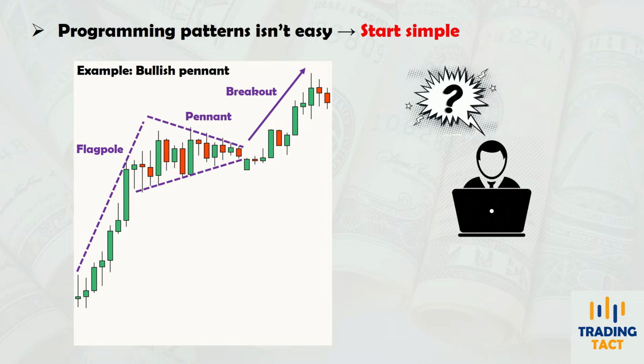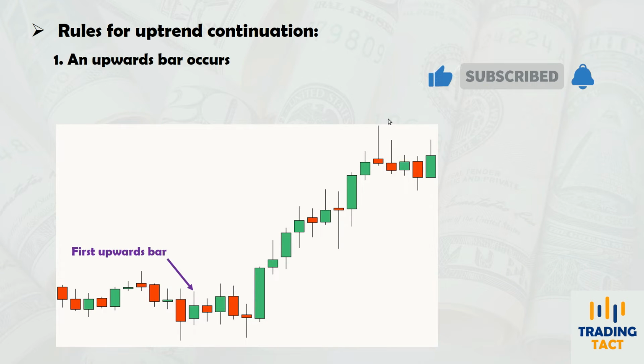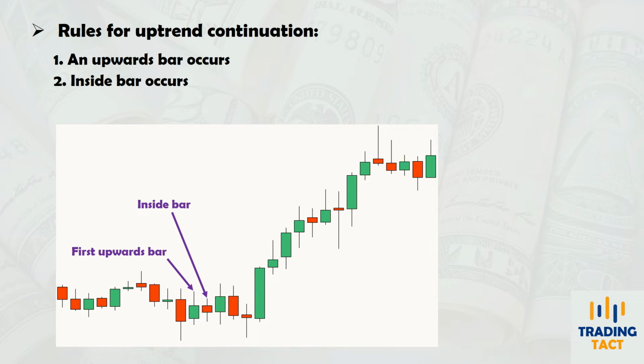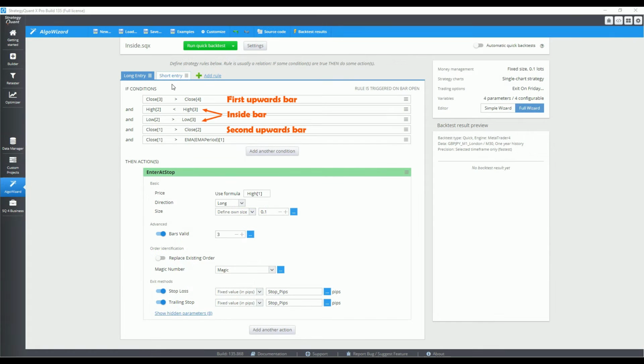Let's start with something simple. Here are the rules to detect an uptrend continuation. An upwards bar occurs, meaning prices close higher. This is followed by an inside bar. Another upwards bar occurs. The rules were converted to pseudocode in AlgoWizard. The number in square brackets indicates the bar shift. 1 means the most recently completed bar, while 2 refers to the bar before that, and so on.